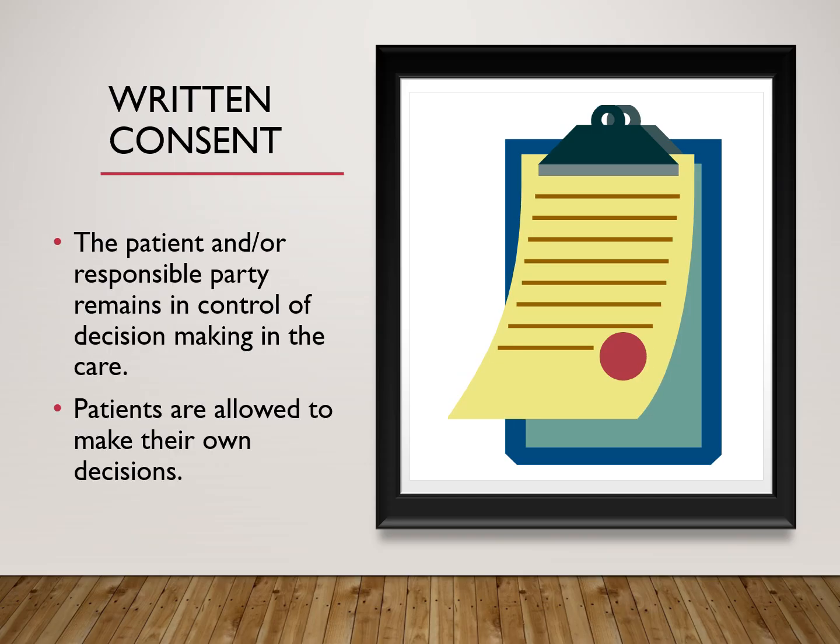So let's talk a little bit about the written consent. The patient and/or responsible party remains in control of decision making and care. Patients are allowed to make their own decisions. Any services that are delivered to patients must require a written consent from the patient and/or responsible party. For example, a parent of a minor must make the decisions if a minor is under the age of 18. When the consent for care is signed, it authorizes the agency and its staff to deliver services that have been agreed upon by the agency and the patient.